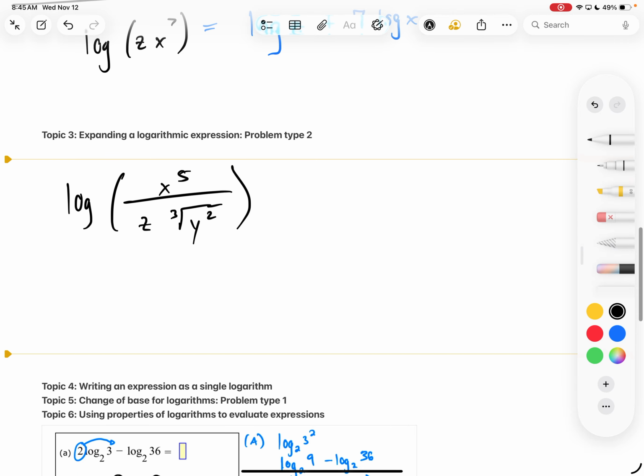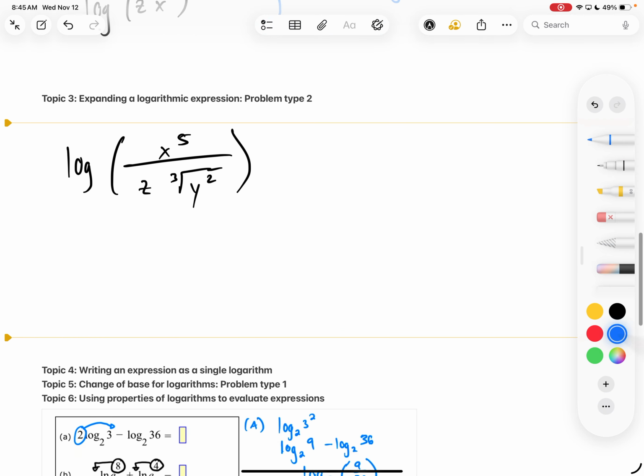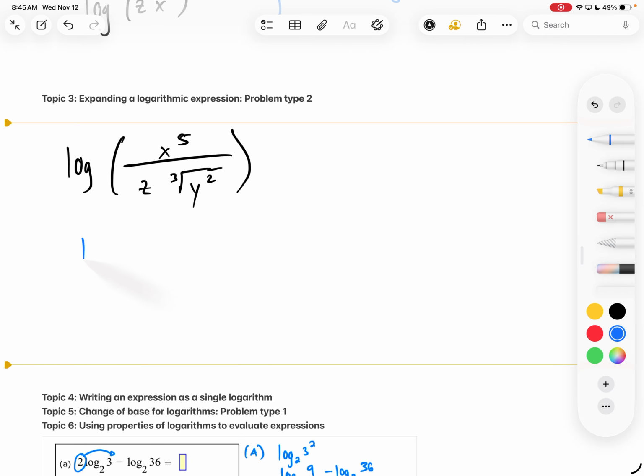Close enough. All right. So we've got a bunch of different things, but you're just going to take this piece by piece and do it. So we're going to separate it out. There's a division, right? So we're going to do x to the 5th. Instead of writing the 5, I'm going to write 5 in front. Everybody okay with that? Like instead of writing x to the 5th, I do 5 times log x.